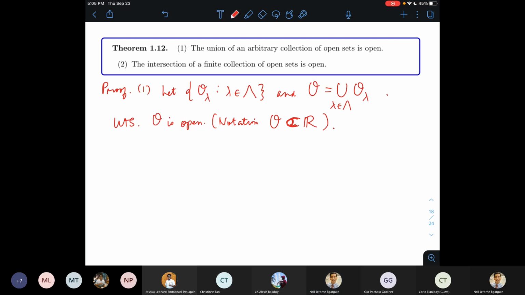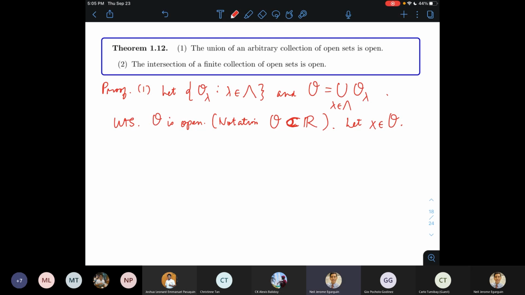Okay? Now, in order to show that O is open, we need to show that for every element of O, there is always an epsilon neighborhood that is a proper subset of O. So kailangan kong pumili ng isang random na element ni O, tapos ipakita na laging merong epsilon neighborhood that is properly contained in the set O. Okay? So for that, I will let X be a random member or an arbitrary member of the set O.